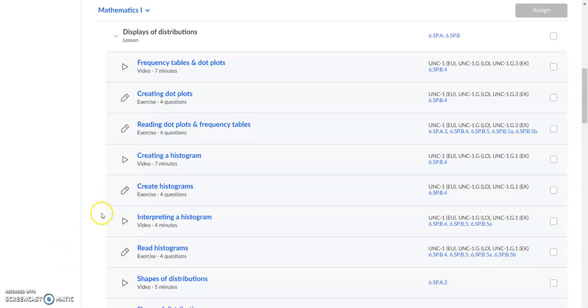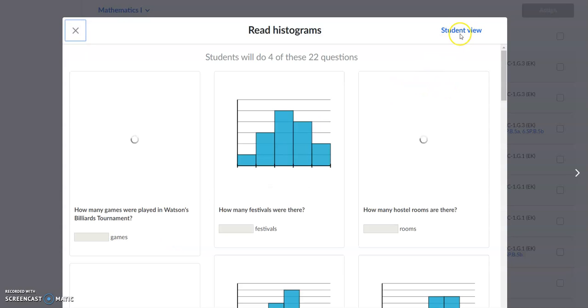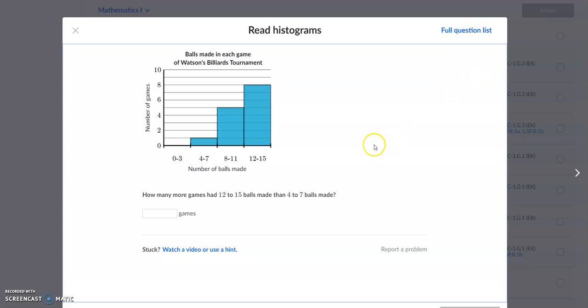Okay, so let's make this next video about reading histograms. We've already done creating dot plots, reading dot plots, and creating histograms. So now we're going to be talking about reading histograms. Let's do a couple problems here and talk about reading histograms. All right.